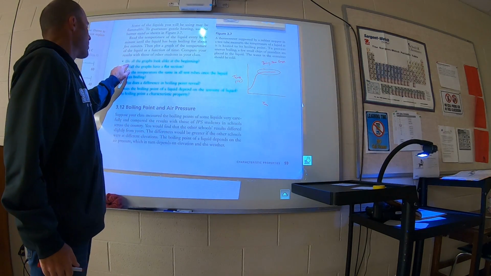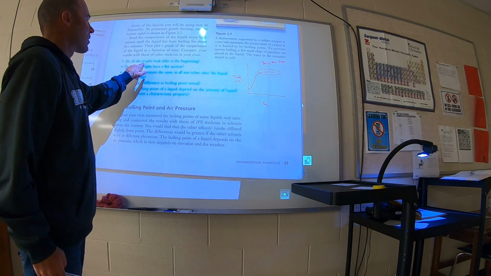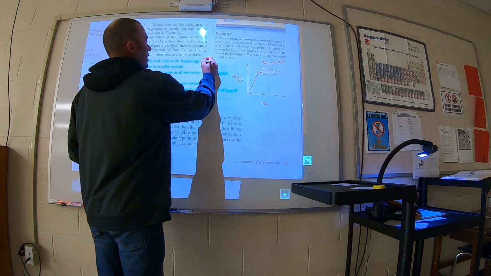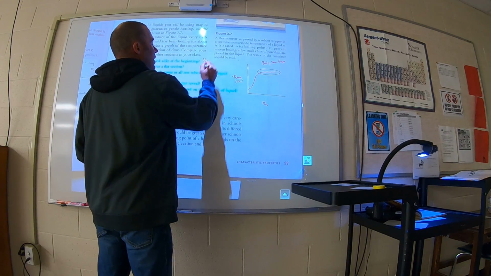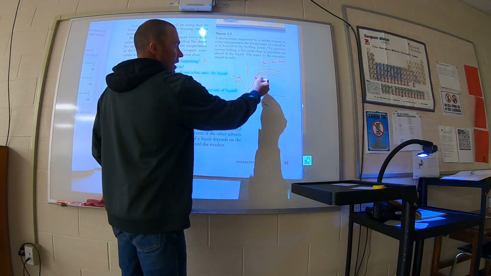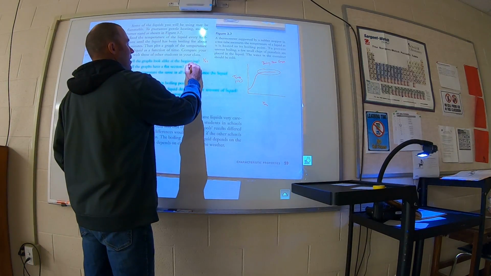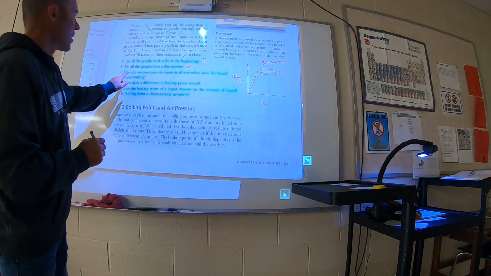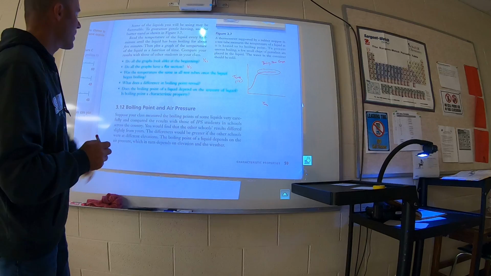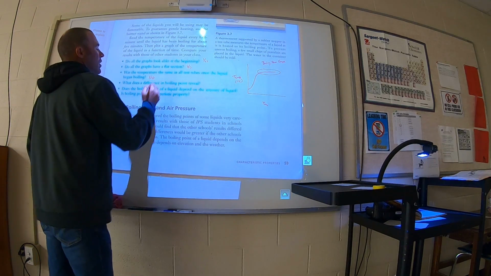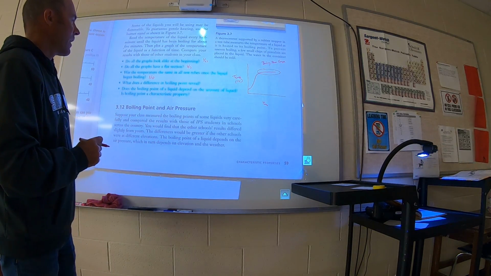So the first blue question says, do all the graphs look alike at the beginning? That should be yes. They should all be increasing in temperature at the beginning. Do all graphs have a flat section? Yes. Was the temperature the same in all test tubes once the liquid began boiling? No, we had two different liquids, rubbing alcohol and water.